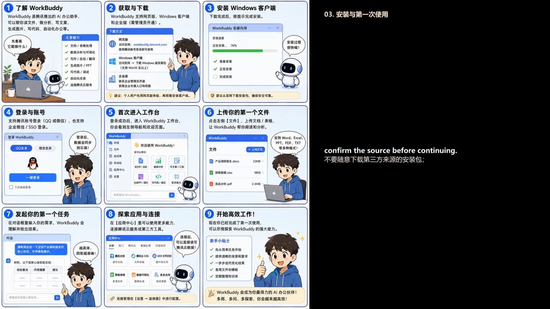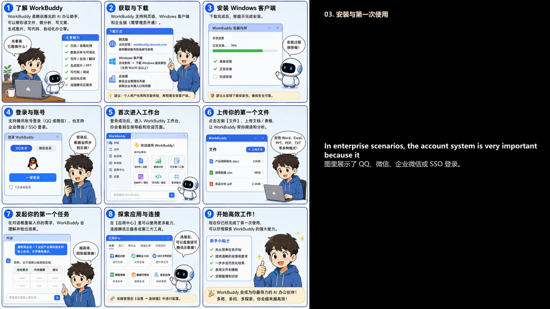The fourth step is login. The image shows QQ, WeChat, WeCom, or SSO login. In enterprise scenarios, the account system is very important because it determines who can access which workspace, which materials can be connected, and which operations can be executed.